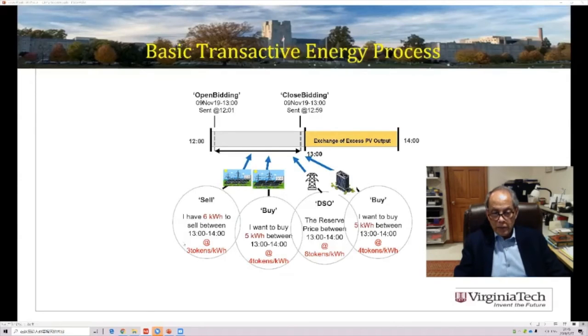The buying person says, I want to buy 5 kilowatt hour between same time, 1 to 2 p.m., and I am willing to pay 4 tokens, could be 4 RMB to buy this 5 kilowatt hour. Look at this. Buying is 5, selling is 6. That means there's more supply than the demand. That means it will be possible. Okay, so you see on the upper right-hand side, the yellow box says exchange of excess PV output.